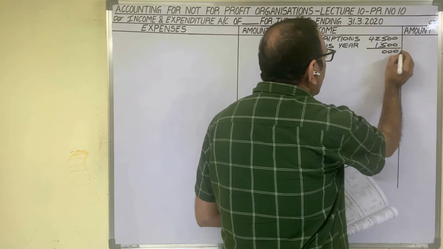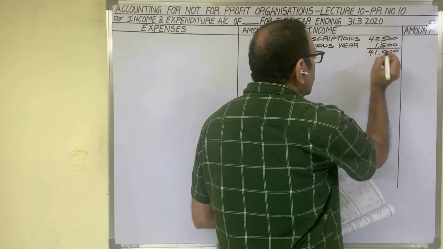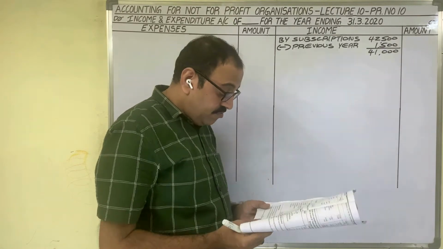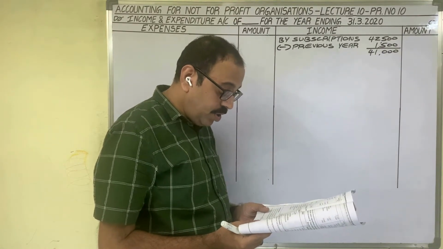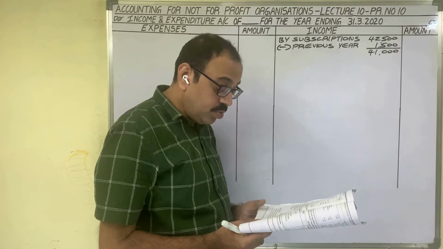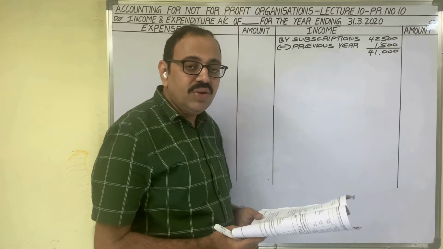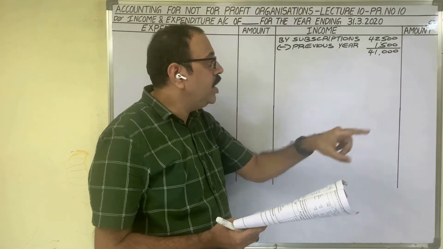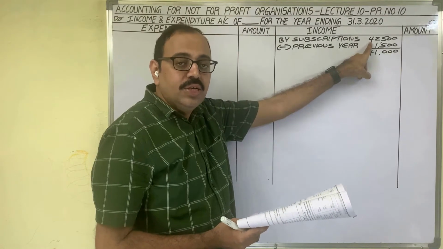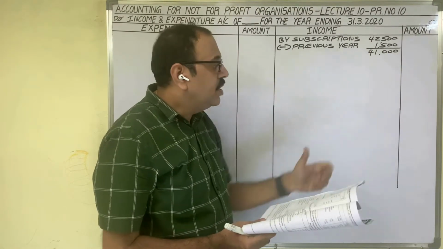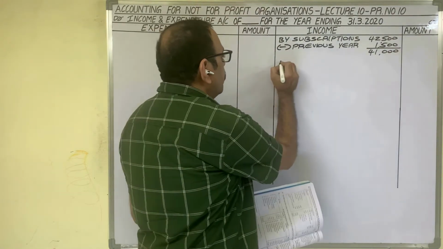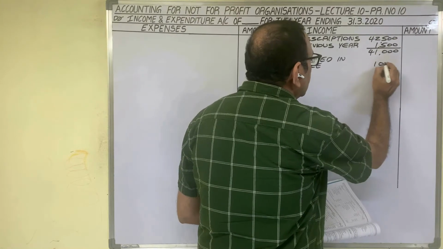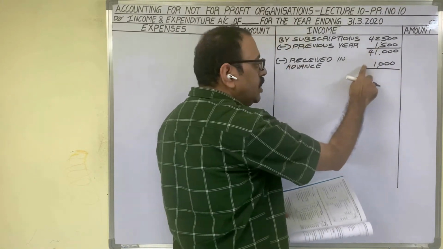Remaining amount also in inner column only, because one more adjustment he is giving. Where? In additional information. First point, subscriptions received amount includes 1000 for the year 2020-21. 2020 and 21 is next year now. So next year amount 1000 also included in this 42,500. So next year amount also we should deduct. Therefore, minus received in advance 1000 rupees. Related with subscription, only these two adjustments are given.